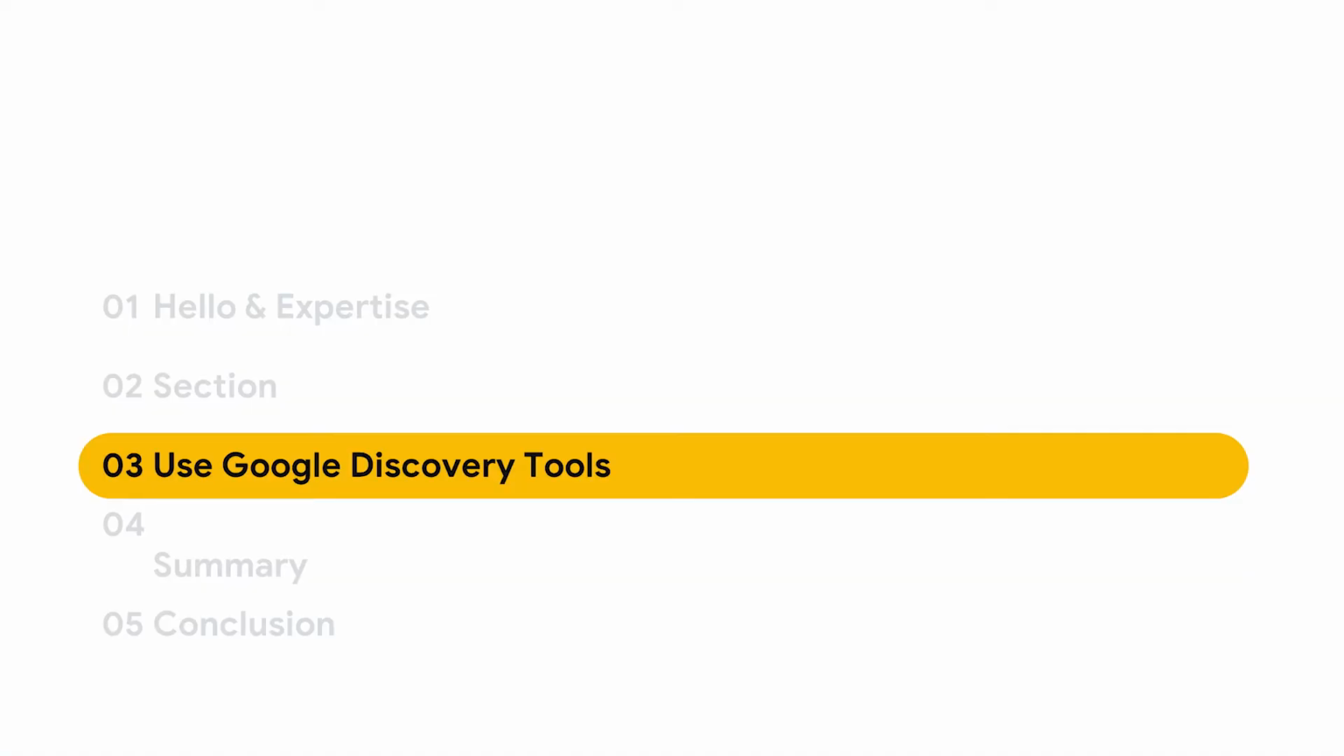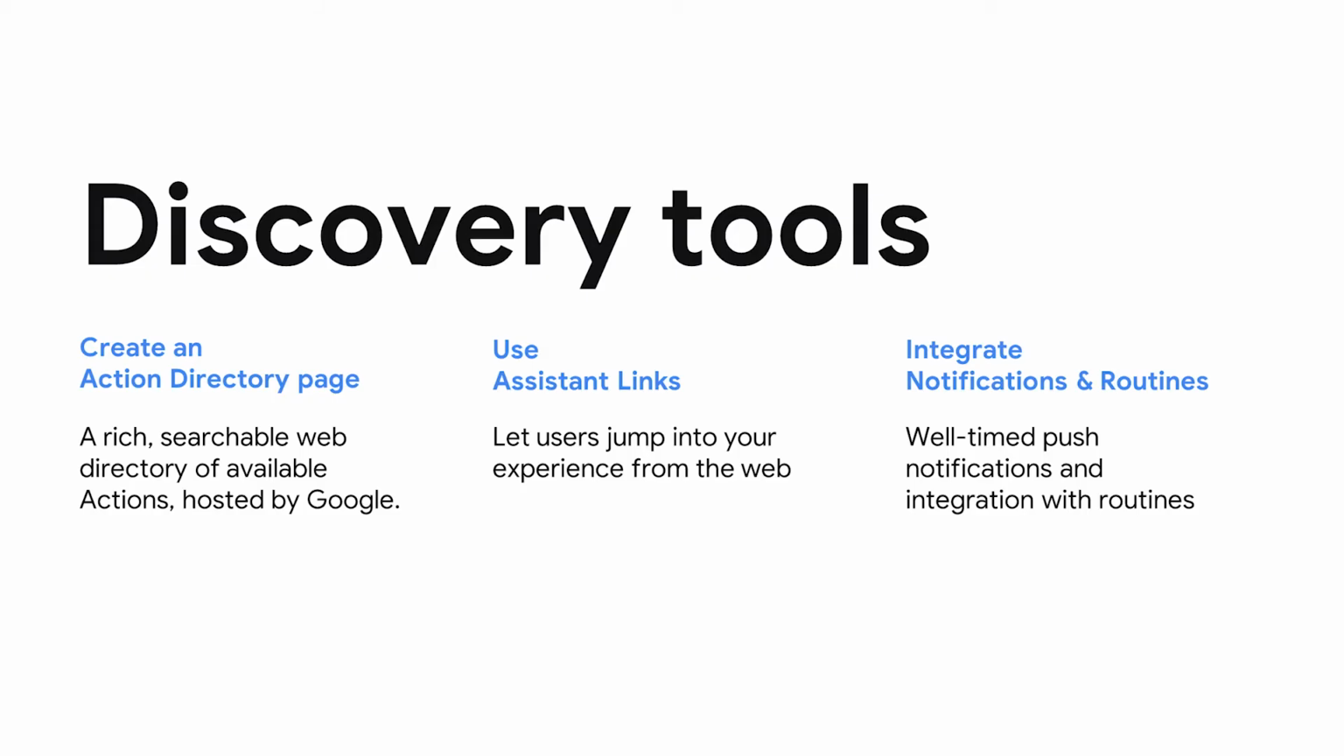Google provides tools to help you get the word out. While your owned channels can be the most effective way to tell your users about your action, Google offers several tools that enable action discovery. The Assistant Directory, where users can quickly learn about your action; assistant links, so users can immediately engage with the action; and tools to make it easier for users to rediscover your action via the assistant.